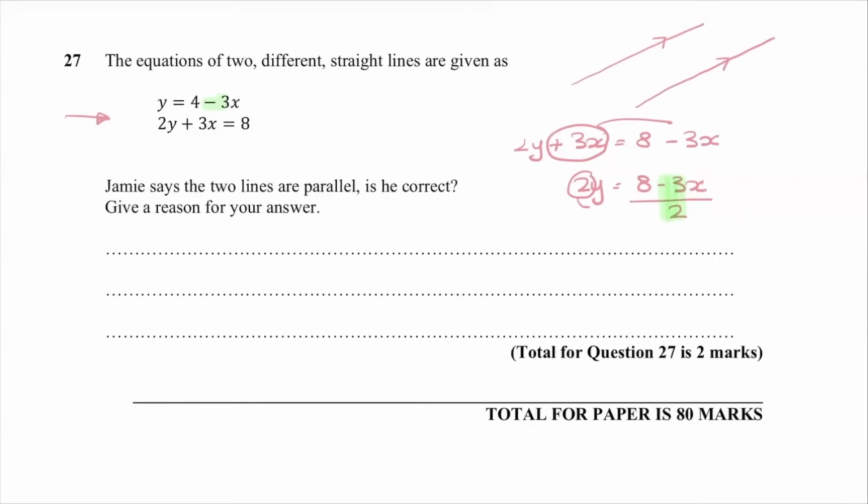So the answer is no. They want a reason. Your maths is there and it is clear, but it would be really good to put it into a sentence as well. So no, equation 1 is -3, equation 2 is -3/2. Not the same. So not parallel. And that's it.